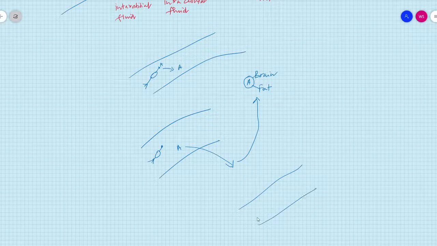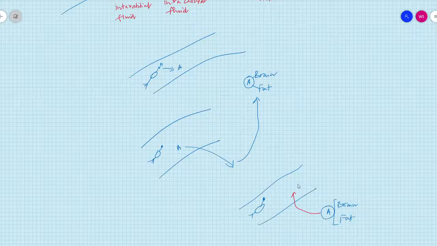So ultimately what happens is, we've got this plasma protein here without a drug, and there is no drug here, but there is an increased concentration of drug in the brain and fat. Now what happens? The concentration of the free drug is greater in the brain and fat. So here the concentration is high, so it will diffuse back into the blood. Okay, so it will go into the blood. So this is called redistribution.